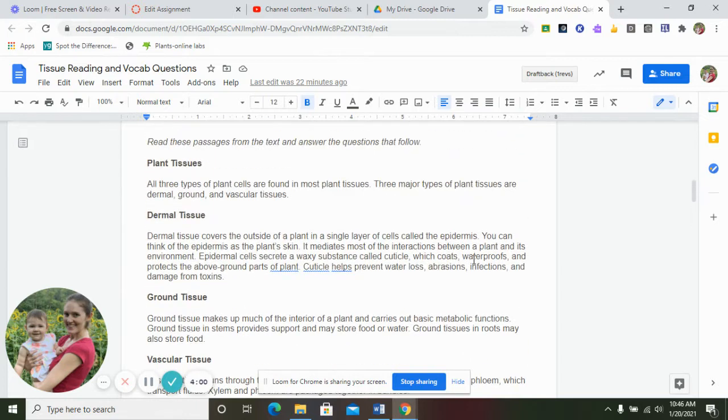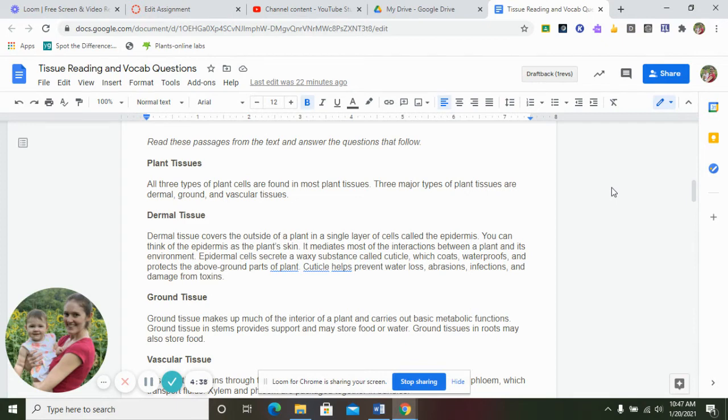All right, so as we move on down here, we have a little reading and it's followed by some open-ended questions. So let's go ahead and read through here. Plant tissues. All 3 types of plant cells are found on most plant tissues. 3 major types of plant tissues are dermal, ground, and vascular. Dermal tissues. Dermal tissue covers the outside of a plant in a single layer of cells called the epidermis. You can think of the epidermis as the plant's skin. It mediates most of the interactions between a plant and its environment. Epidermal cells secrete a waxy substance called cuticle, which coats, waterproofs, and protects the above-ground parts of a plant. Cuticle helps prevent water loss, abrasions, infections, and damage from toxins.